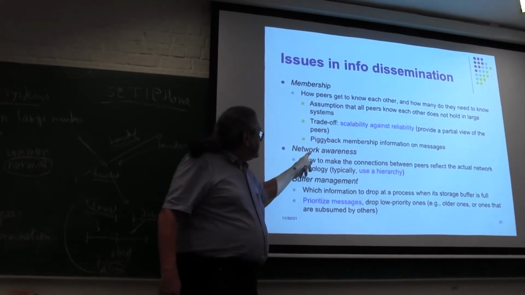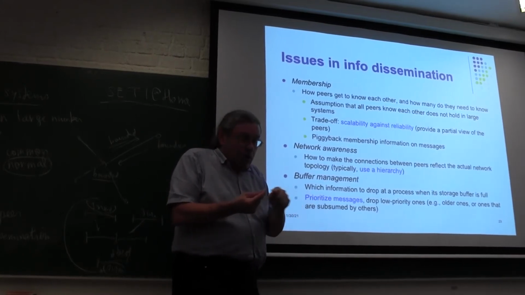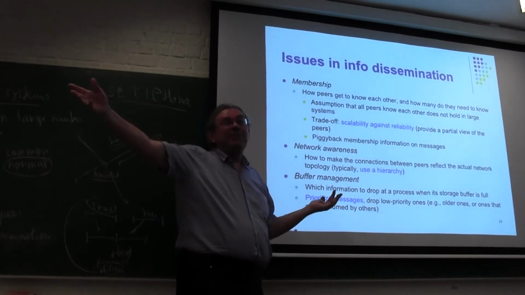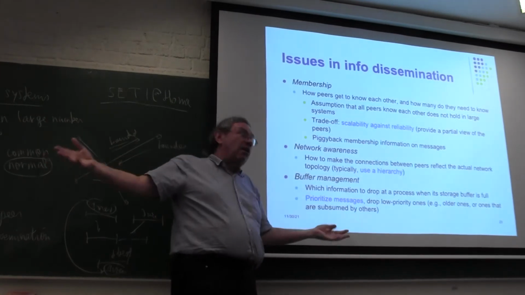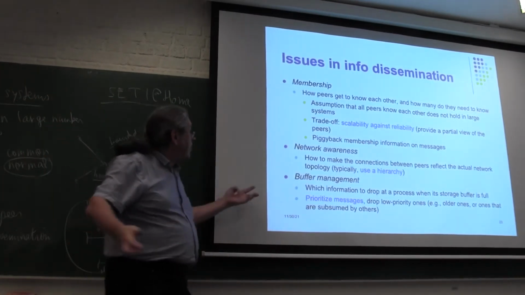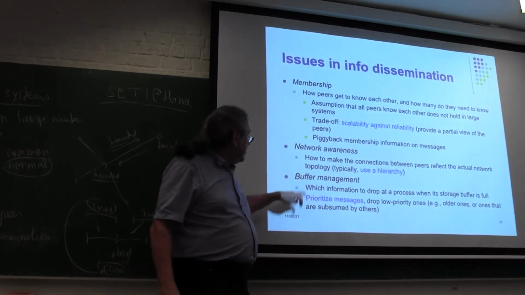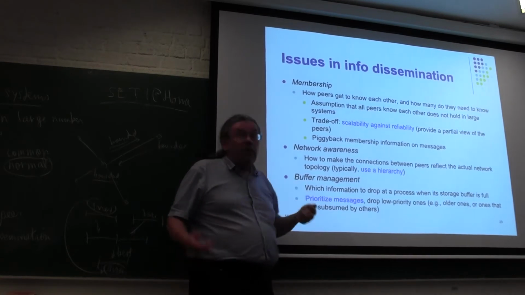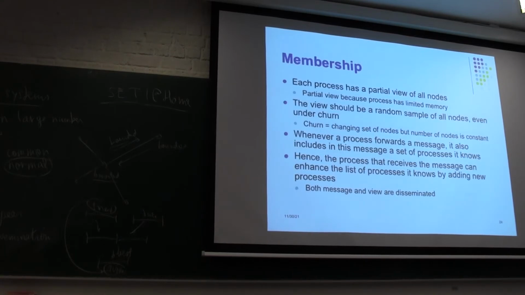Network awareness. So that means connections that are close to each other in the real world should be neighbors. If all my neighbors are in Japan, I'm going to have slow gossip. But if my neighbors are all in Louvain, I will have a fast gossip. So this is called network awareness. And then the topology, the buffer management. When the buffer is full, who do you kick out? Okay, who do you throw out? Okay.